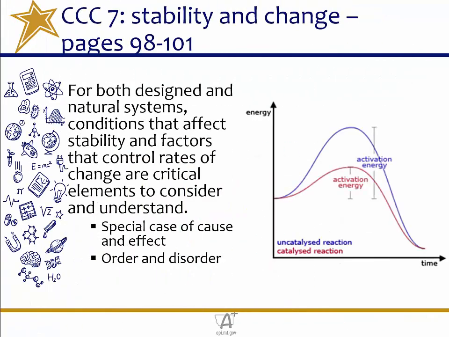The seventh cross-cutting concept is stability and change for both design and natural systems. Conditions that affect stability and factors that control change are critical elements to consider and understand. Two things to think about when looking at the items for this. First, this is a special case of cause and effect. So if you're looking at an item that you think is cause and effect, you may want to ask yourself whether the cause and effect you're actually seeing is stability and change or vice versa.